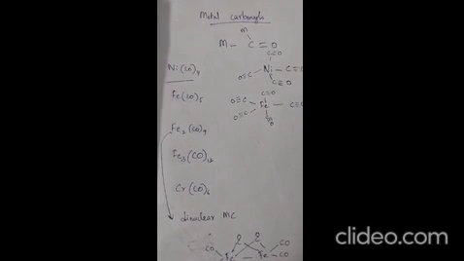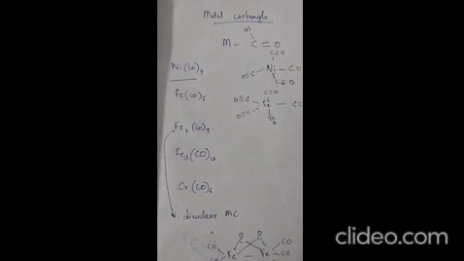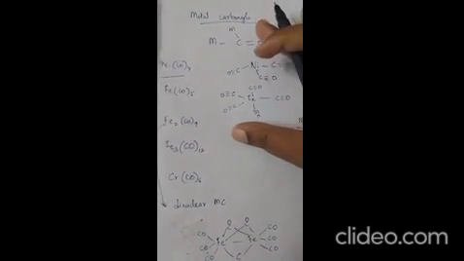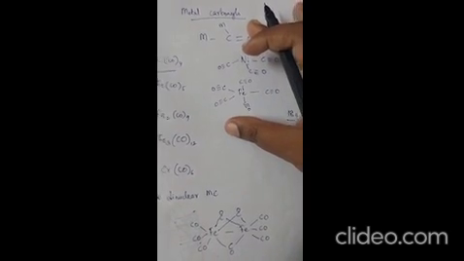So basically from the metal carbonyls chapter, the outcome is you will be able to study the structures, and you will be able to study the stability by using the 18 electron rule.